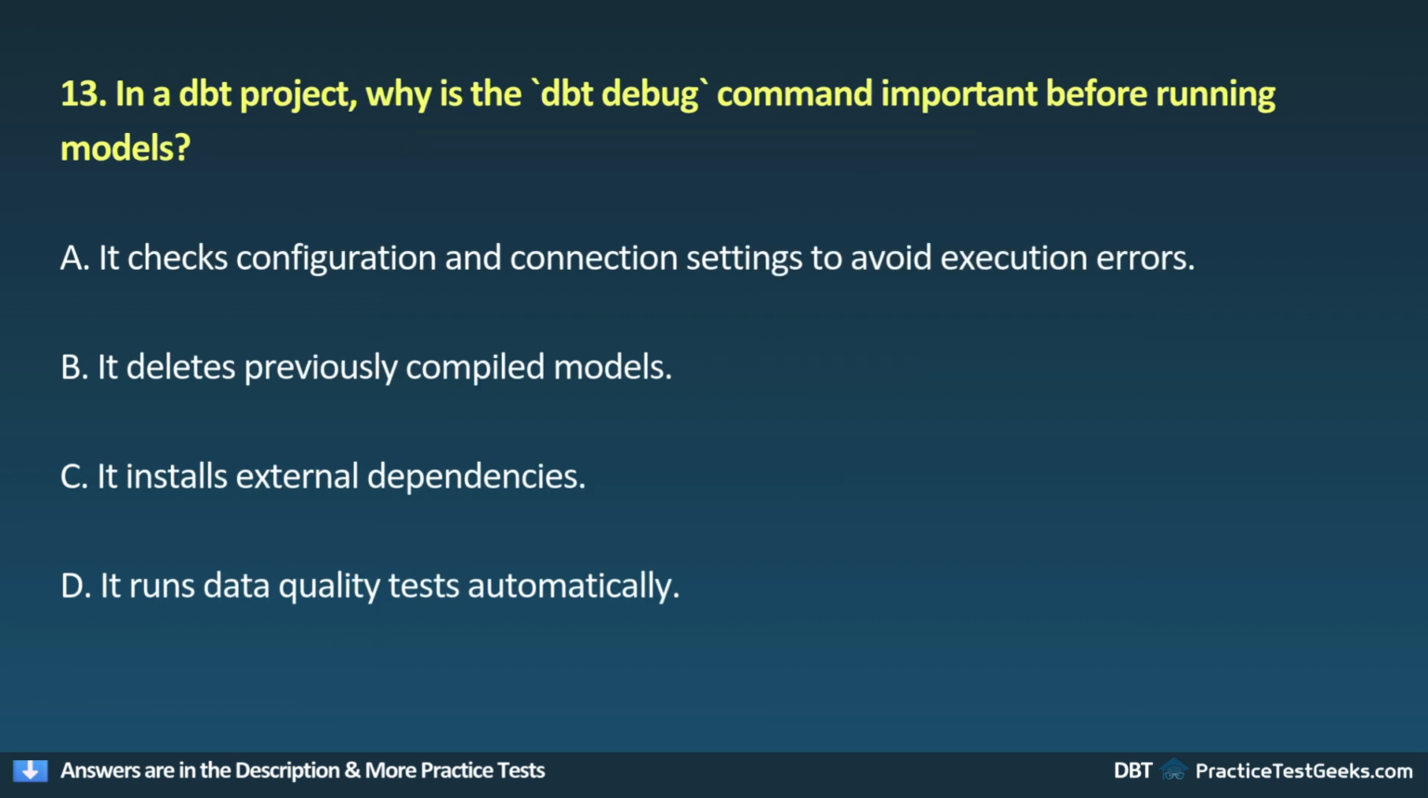13. In a DBT project, why is the DBT debug command important before running models? A. It checks configuration and connection settings to avoid execution errors. B. It deletes previously compiled models. C. It installs external dependencies. D. It runs data quality tests automatically.